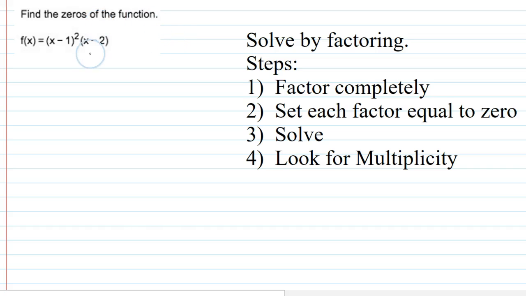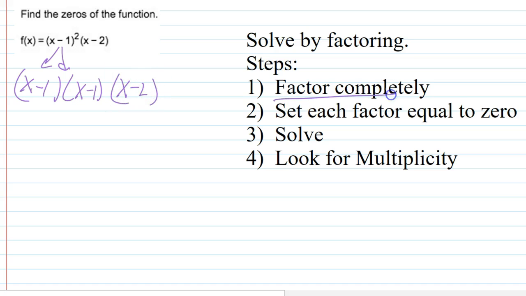Find the zeros of the function. Now, this one, they were nice. They partially factored it for us, but they haven't factored it completely. So we're going to take these factors and split them up. We have x minus 1 squared. Well, x minus 1 squared is simply x minus 1 times x minus 1, and there's also an x minus 2. So we factored completely.